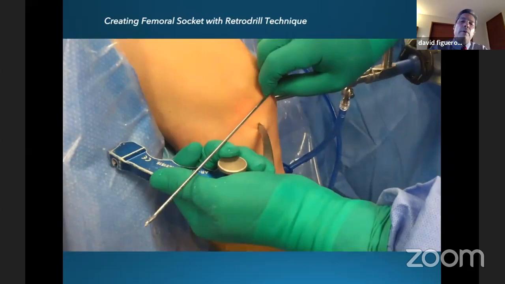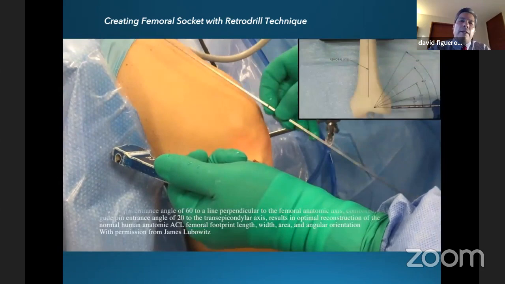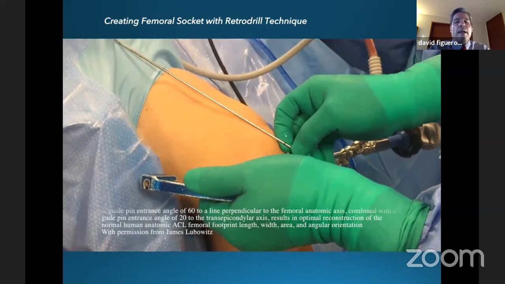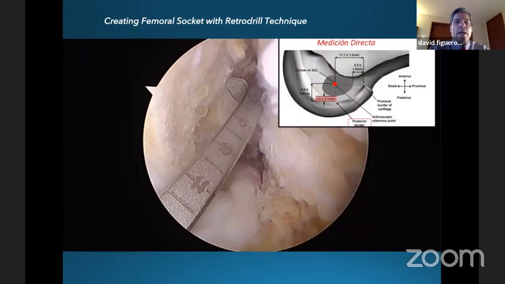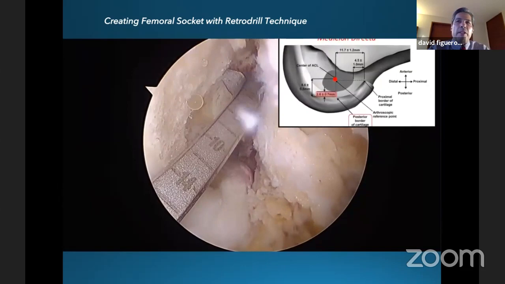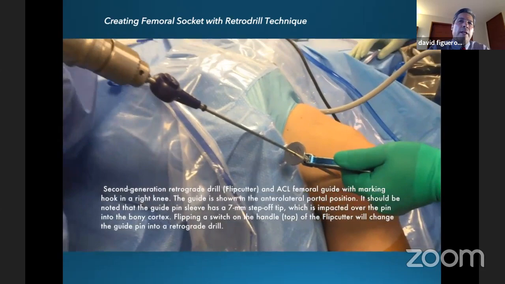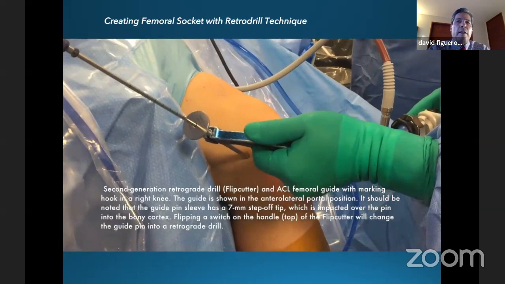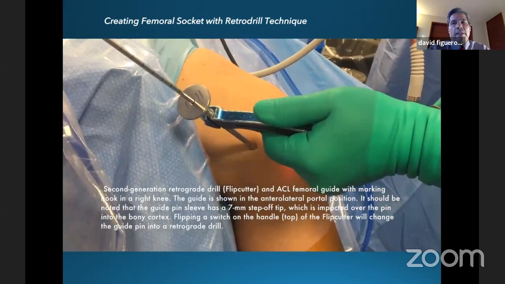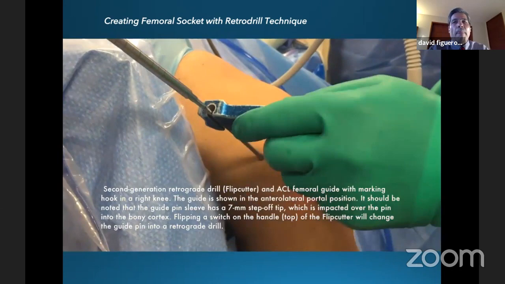And how do we do it? In this video, I use a pin guide that enters at an angle of 60 degrees from a line perpendicular to the femoral axis and 20 degrees from the transepicondylar axis. Those are the inclination angles. Then you find the anatomic footprint. I usually use the Lubowich system, which then inserts the retro drill guide. This has a sleeve with a 7 millimeter step-off at the tip that you can impact over the cortex, protecting the cortical bone. Once you have penetrated the joint, you can flip the tip and perform the retrograde drilling with the same guide. Sometimes it's not easy to take this tool off.